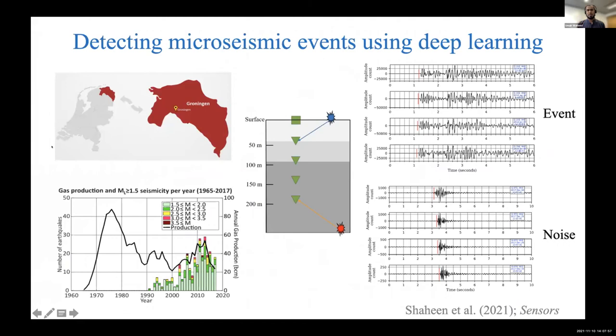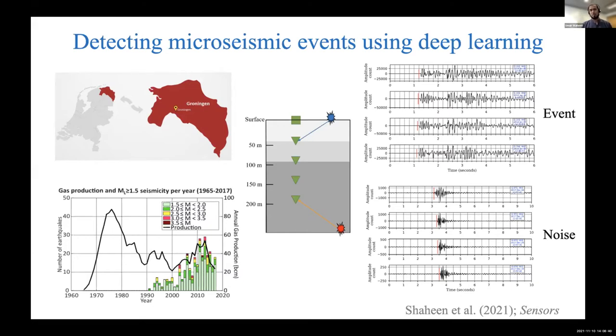The first thing I'm going to briefly talk about is detecting microseismic events using deep learning. The reason this problem is important is that when you are doing shale gas operations, hydraulic fracturing, or monitoring enhanced geothermal systems, you want to understand what's going on in the subsurface and monitor fracture evolution. Or in general, in conventional oil and gas operations, as well as in the case of Groningen, we have seen seismicity associated with gas extraction in the field.